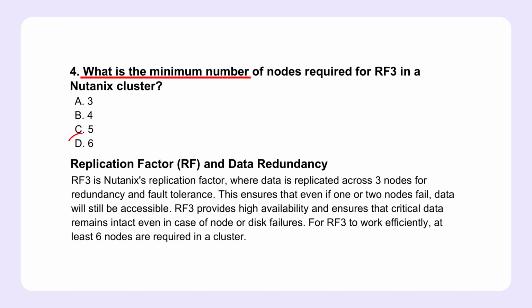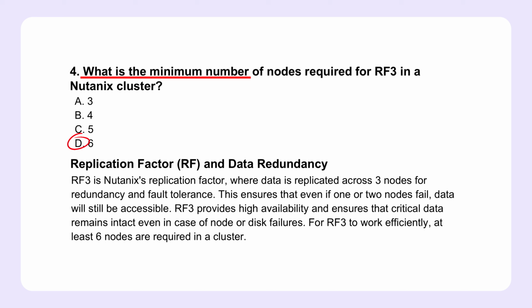RF3 means the cluster keeps 3 separate copies of your data distributed across different nodes. Right, for resilience. Exactly. Now, to guarantee that you can survive failures, say 2 nodes failing simultaneously, or one failing while another is down for maintenance, and still have a complete, accessible copy of the data, you need enough nodes to ensure those 3 copies are sufficiently spread out. The math works out that 6 is the minimum to provide that guarantee for RF3.